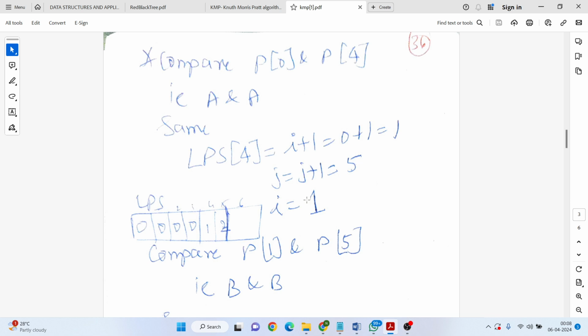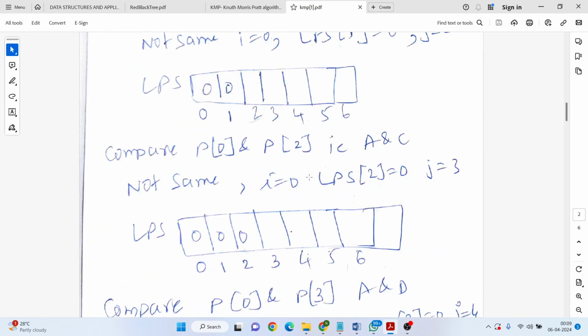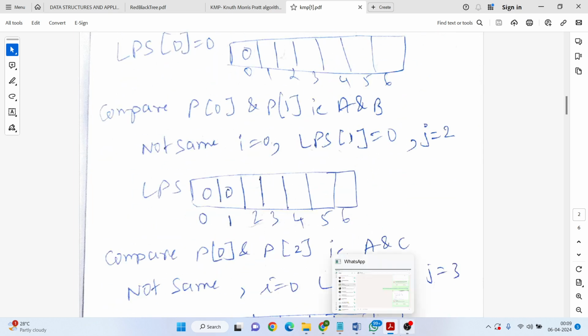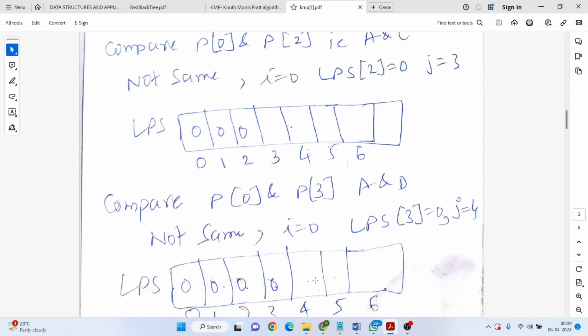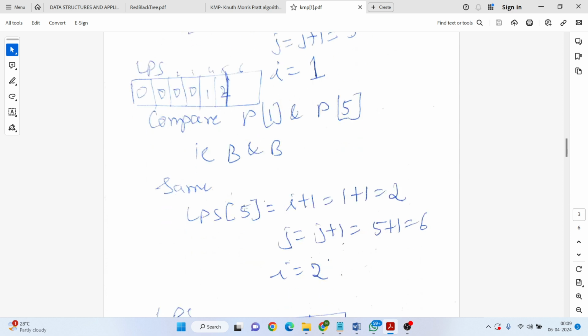j becomes 5. i was 0, now it is 1. That means first and fifth character have to compare. B and B same. If same, the LPS entry you have to update by the value of i, like this. i value was 1, now it is 2. This is entered. Okay.